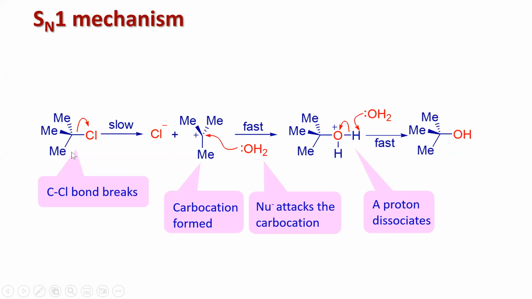So you can see step by step, the carbon-chlorine bond breaks, and then a carbocation is formed. This is the carbocation. Then this carbocation is attacked by the nucleophile, and then a proton dissociates. Since this is an unstable situation, the proton has to leave, giving rise to a group like this, OH, right? So hope it is clear.